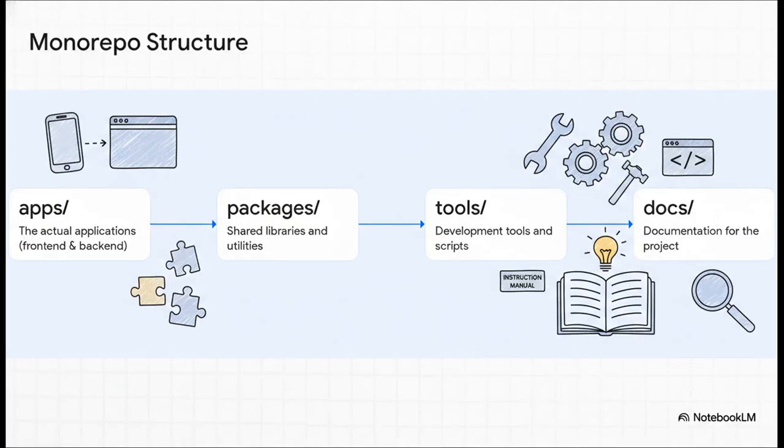And when you look at the structure, it's just incredibly logical. You've got the apps folder, well, that holds the actual applications you'd use. Then packages, that's where the shared code lives, which is great because it stops developers from writing the same thing over and over. Tools is full of helpful little scripts, and docs, well, that's the instruction manual. See? Everything has its own perfect little place.